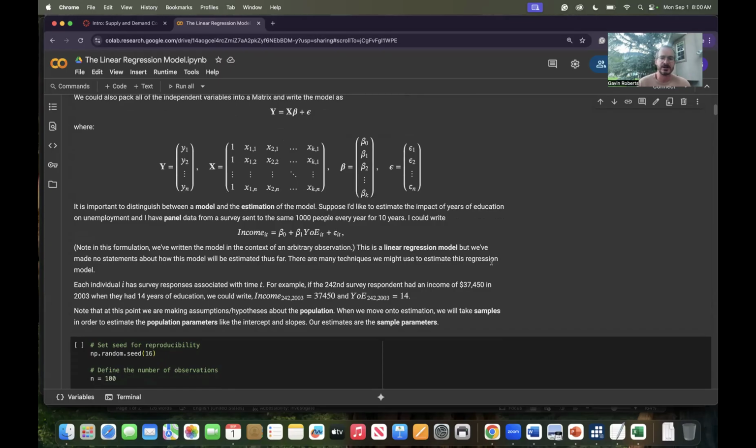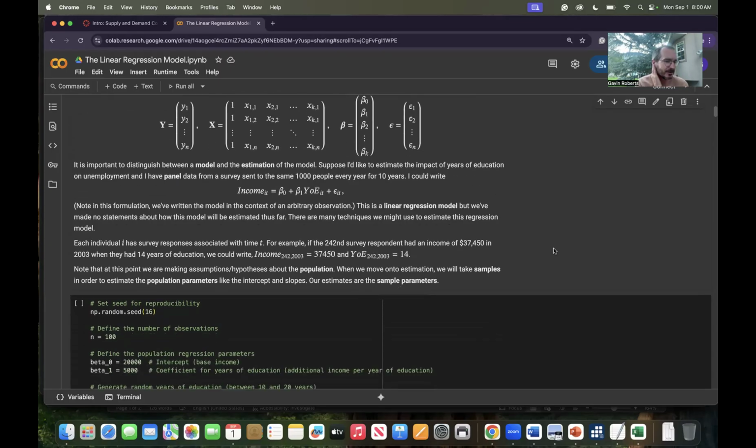So this is a linear regression model, but we've made no statements about how this model will be estimated. So we can write this model down. We're doing modeling, but we have not said anything so far about estimation, and we could estimate this a lot of different ways.